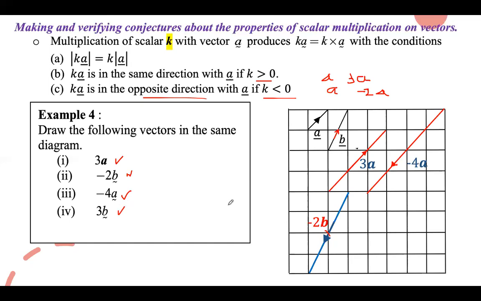Then the last one, 3B: 3 times B in the same direction as B. So this is the answer, B, 1, 2, 3. So this is how you draw vectors by multiplying by a scalar k. Either it will be longer or shorter in magnitude, and the direction will be different depending on whether k is positive or negative. So this is how you do example 4.